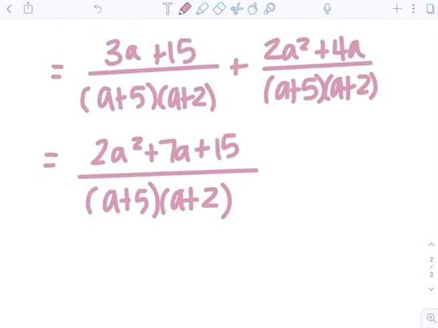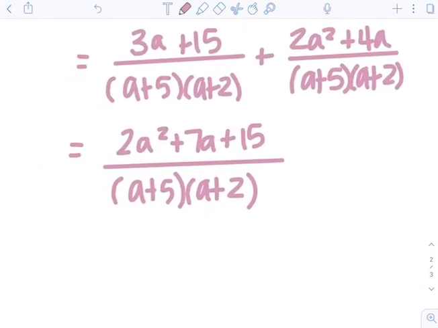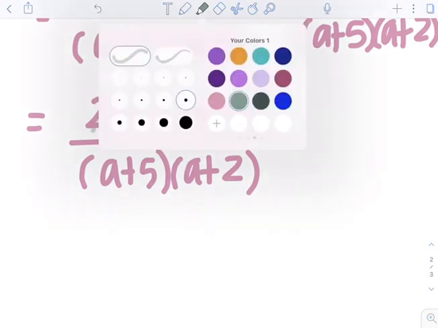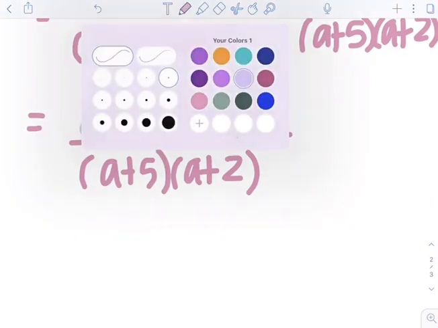And then you want to try and see if you could factor in the numerator. Okay, and to figure out if you could factor the numerator or not, this is what you're going to do. You're going to look at this first, let me make this bigger. You're going to look at this first number and this last number, and you're going to multiply them together.